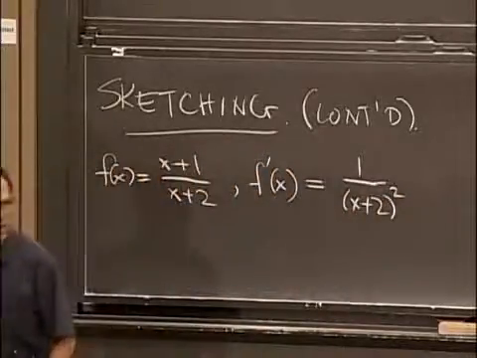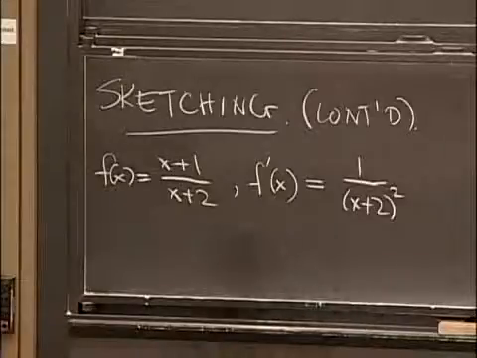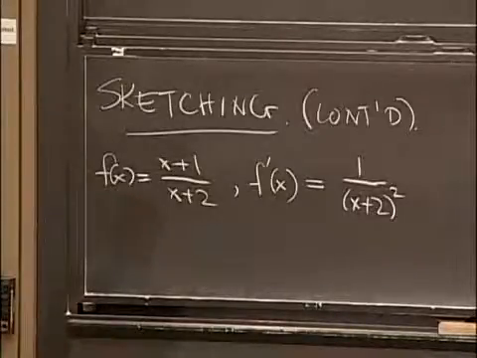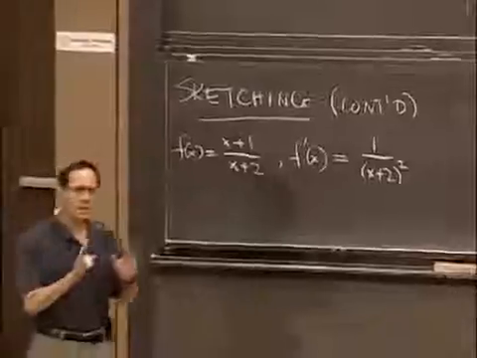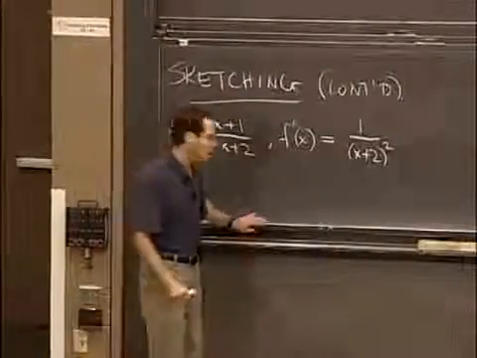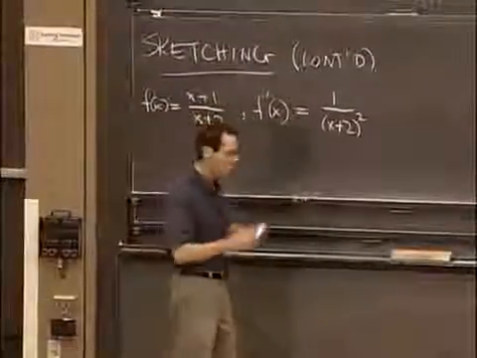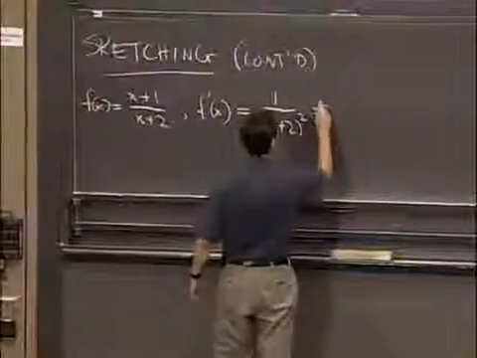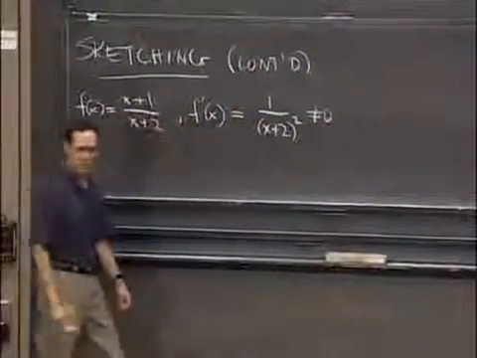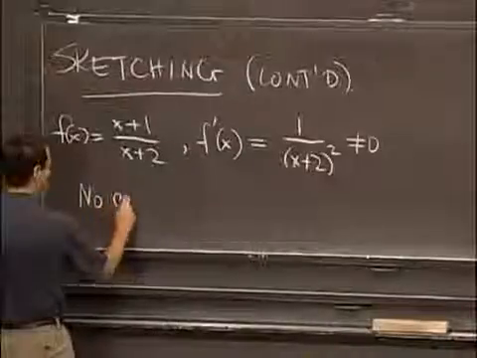Now, the reason why I'm bringing this example up, even though it'll turn out to be a relatively simple one to sketch, is that it's easy to fall into a black hole with this problem. Okay? So let me just show you. This is not equal to 0. It's never equal to 0. So that means there are no critical points.